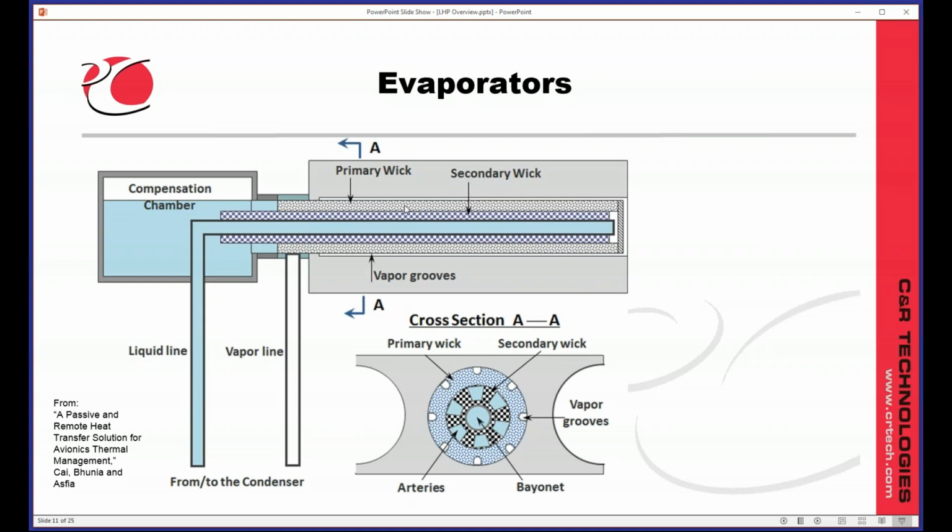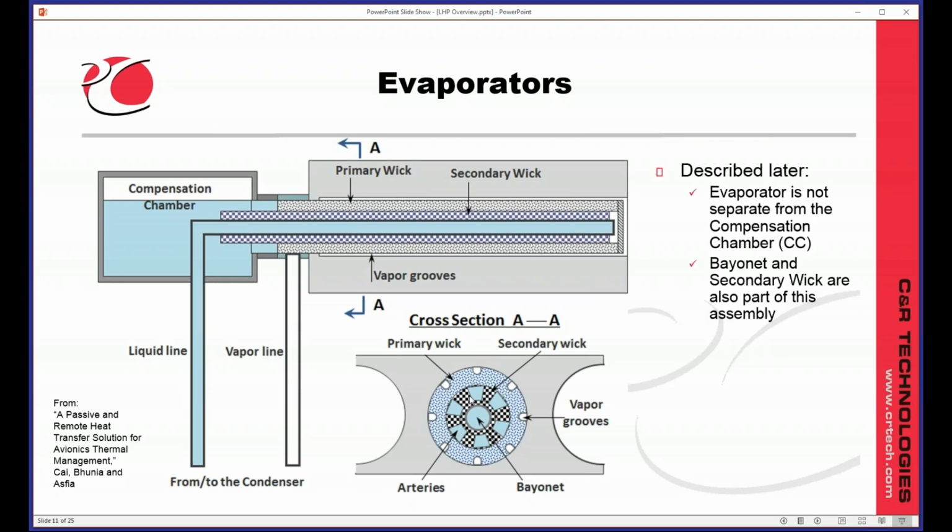We're really concerned with a primary wick here that does the pumping, and we're concerned with the secondary wick, whose job it is to take liquid to the primary wick, and a bayonet, which comes in and supplies liquid here at the dead end of the evaporator, and of course passing through the condensation chamber on the way. So we're going to talk about this in a few different diagrams later, what exactly the bayonet and secondary wick are doing here.